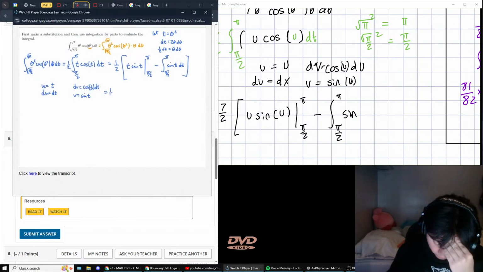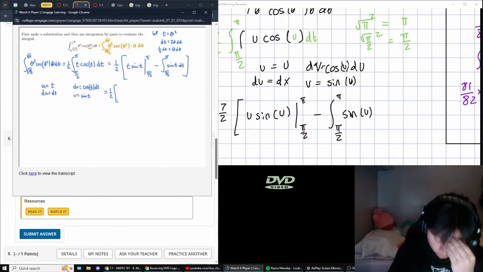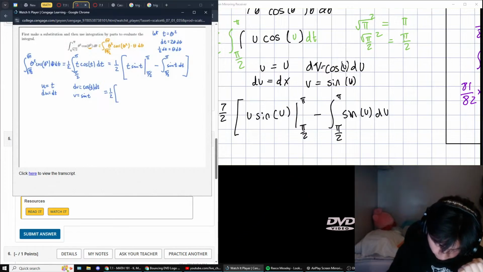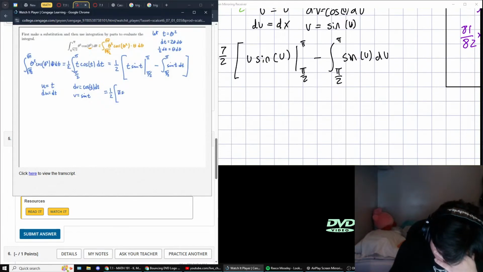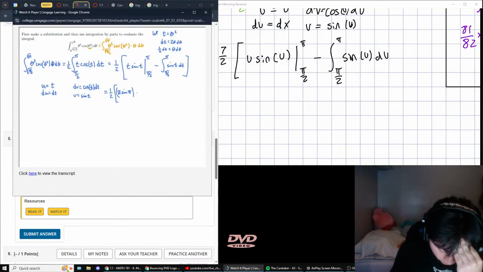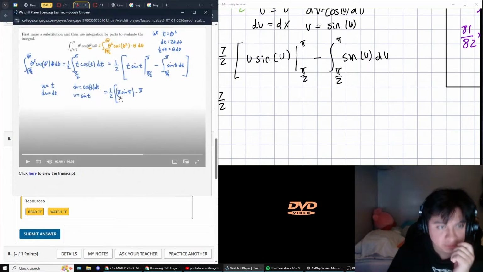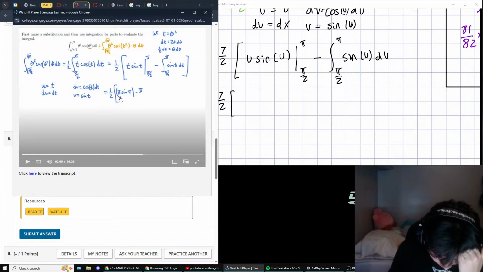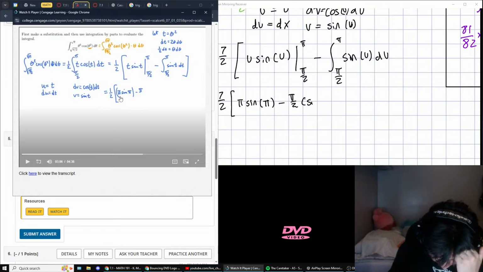Okay, so this is 1/2 times, let's see, I evaluate at pi, so pi sine of pi minus, oh, I can do this. I can do this. Okay. I'm gonna be confident in myself. So pi sine of pi minus pi over 2 times sine of pi over 2.